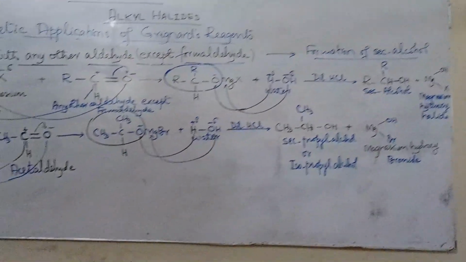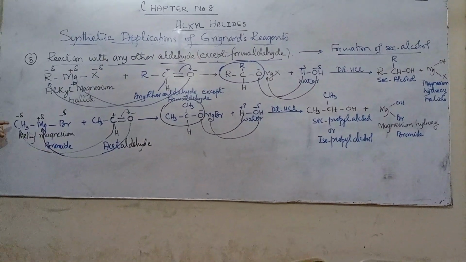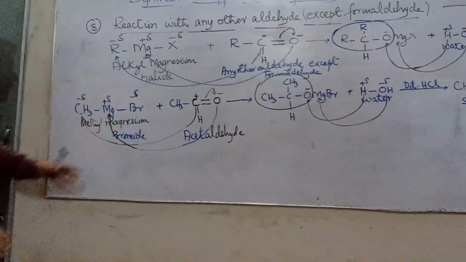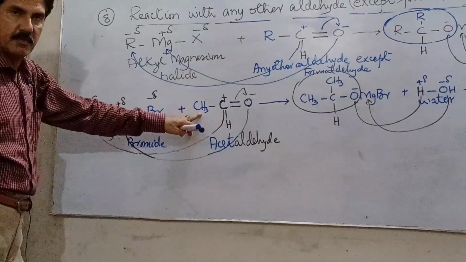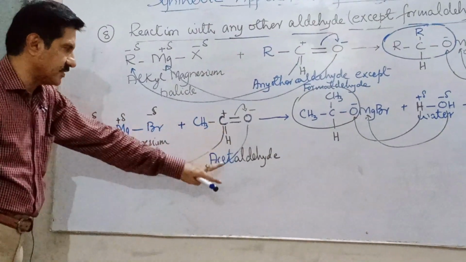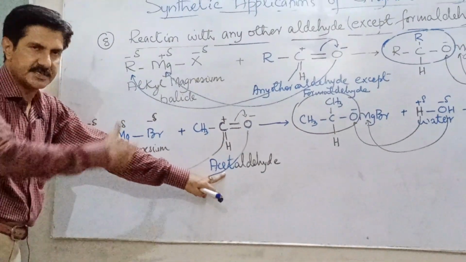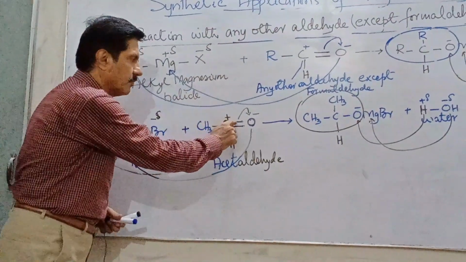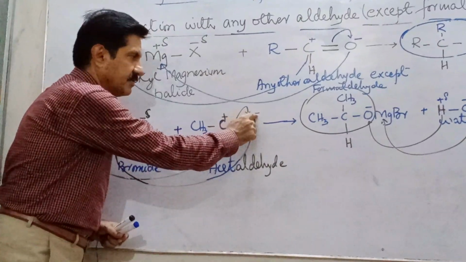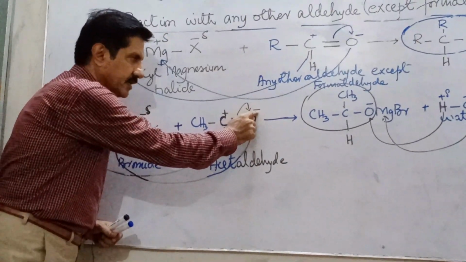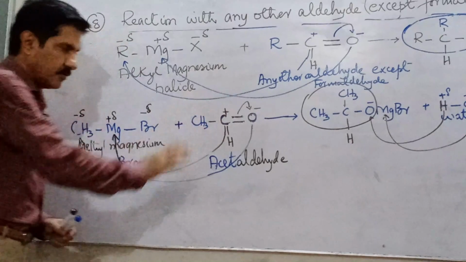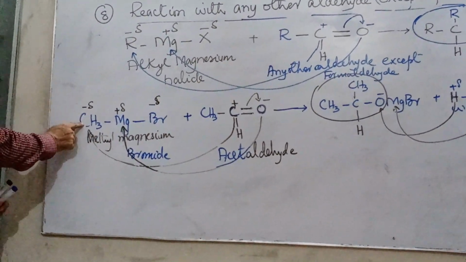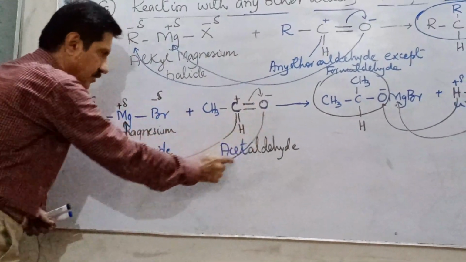Now coming to the proper example, I have taken here methyl magnesium bromide, and this methyl magnesium bromide is being reacted with acetaldehyde, the next higher aldehyde to formaldehyde. This double bonded electron pair will be shifted to the oxygen atom, making it negatively charged. Carbon will acquire positive charge. This positively charged carbon will be added to the methyl group, while this negatively charged oxygen will be added to the magnesium atom.